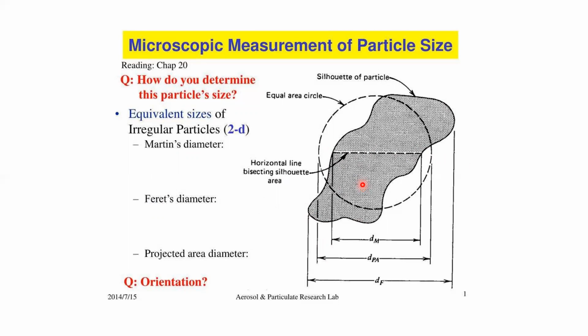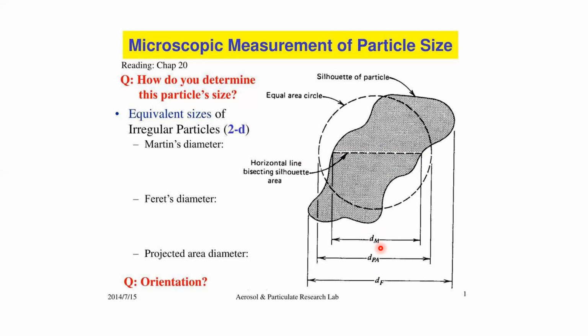Projected area diameter means: this is the particle, and I have drawn a hypothetical circle around the particle. The diameter of this circle we call the projected diameter. Then the particle diameter in the middle we call Martin's diameter.